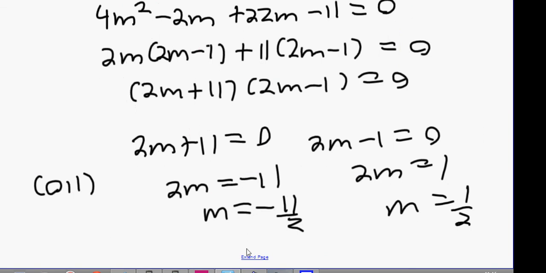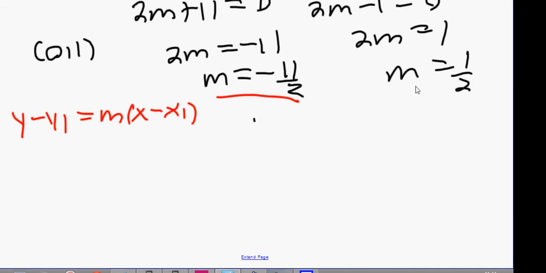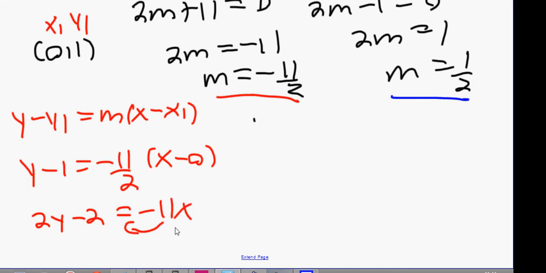So what I have to do here is I have to do 2 things. The first one I have to do is y minus y1 equals m into x minus x1. I got to do 2 equations. This one's going to be red, this one's going to be blue. We start off with red. Y minus 1 equals minus 11 over 2 into x minus 0. Cross multiply. 2y minus 2 equals minus 11x. Bring the 11x over to your side. 11x plus 2y minus 2 equals 0.